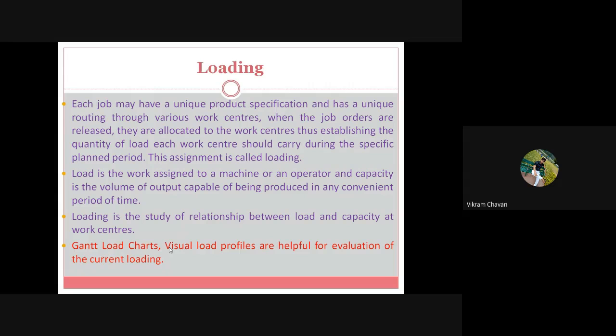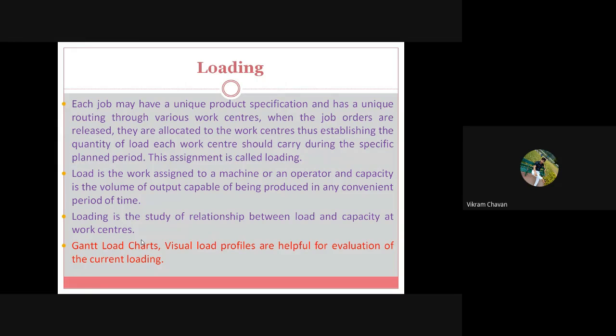or employee or the worker. Okay, so in this loading, the important thing is that we should understand how much capacity that particular workstation has, and accordingly the work or the task should be assigned to that particular workstation. So loading is the study of the relationship between load and capacity at the work center. Okay, loading is the study of the relationship between load and capacity at the workstation, the work center.